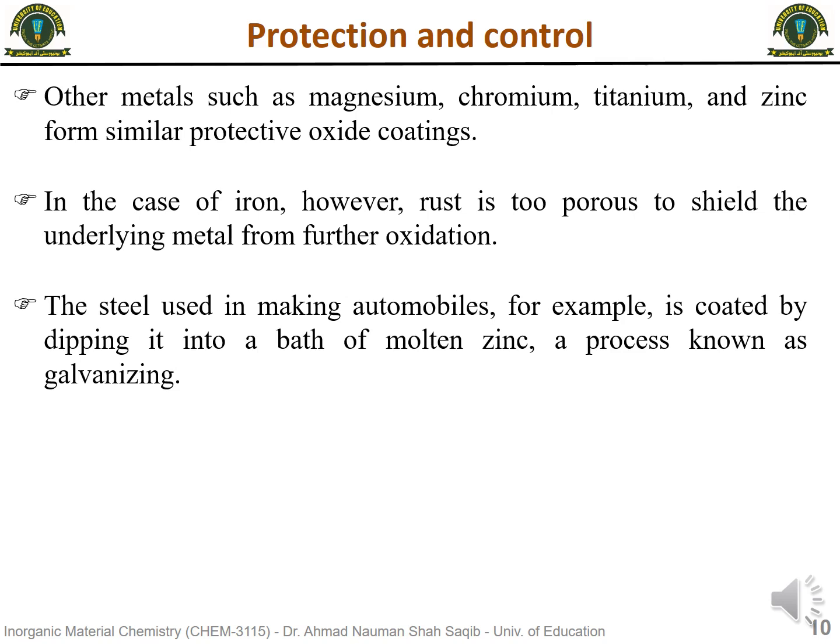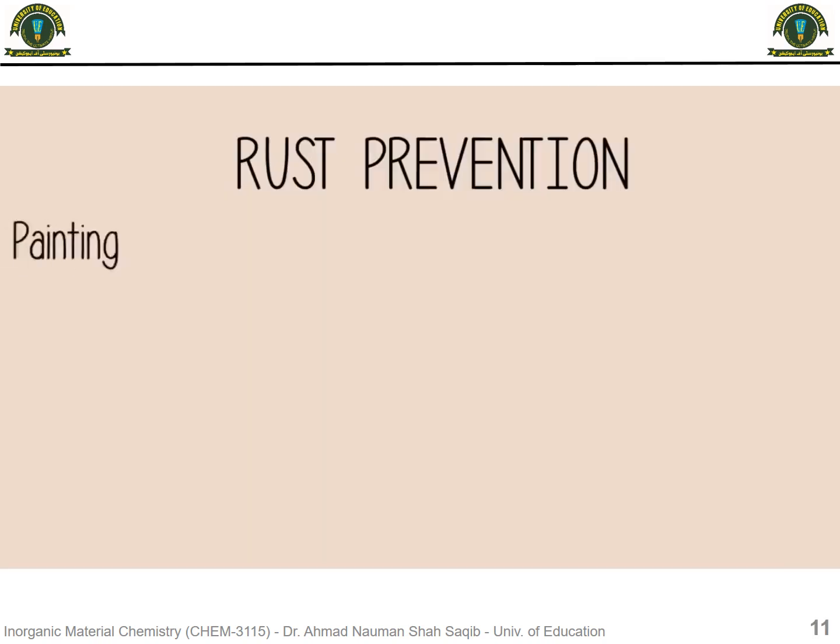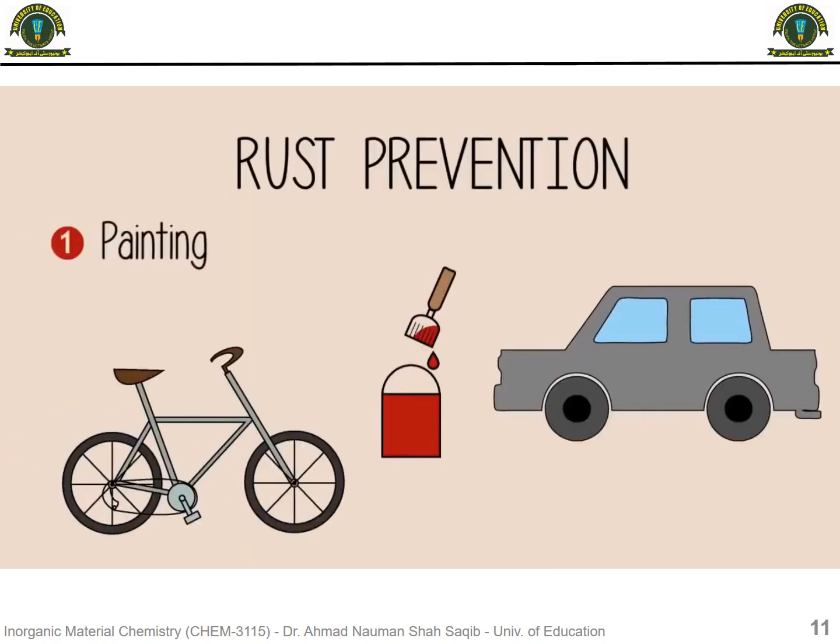Besides zinc, there are other non-metallic coatings as well. For example, different kinds of plastics, paints and oils can be coated to prevent the corrosion of the metal surface. We can paint the areas exposed to oxygen and moisture. This is done on many bicycles and cars.